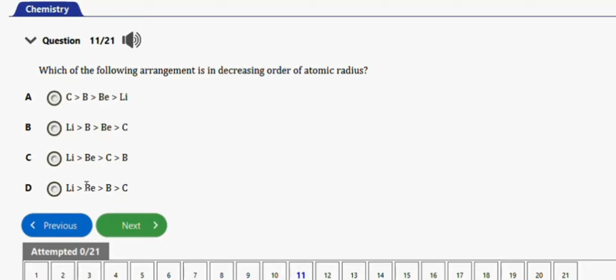So in the arrangement of your elements in the periodic table, after lithium you see beryllium, before you see boron, and then carbon. So the right option is option D. Okay, so that's it for this question. All right, the next repeated question will be this one.